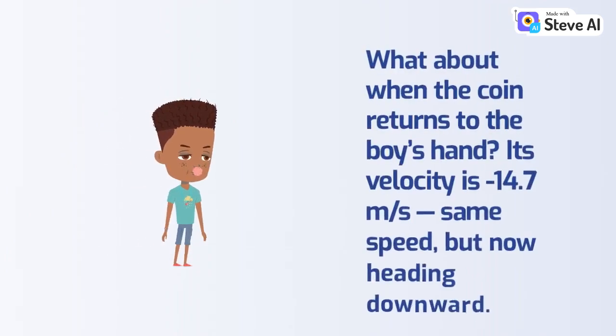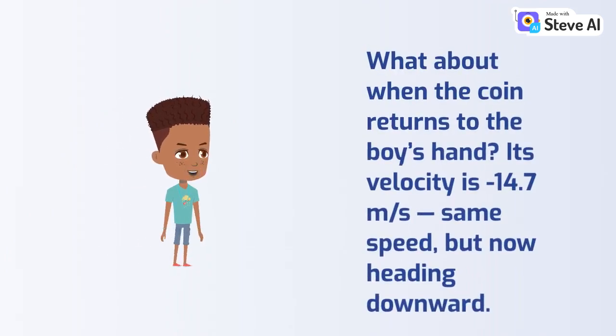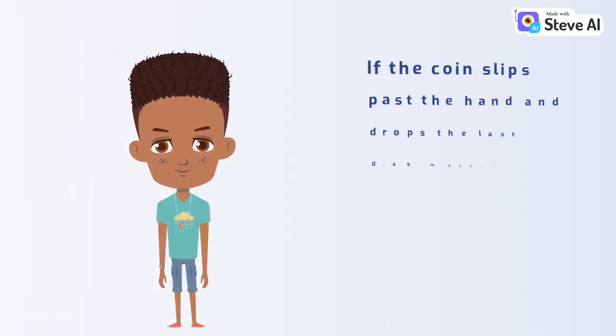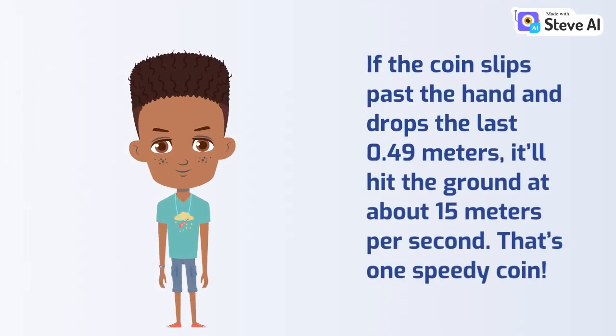What about when the coin returns to the boy's hand? Its velocity is minus 14.7 meters per second, same speed, but now heading downward. If the coin slips past the hand and drops the last 0.49 meters, it'll hit the ground at about 15 meters per second. That's one speedy coin.